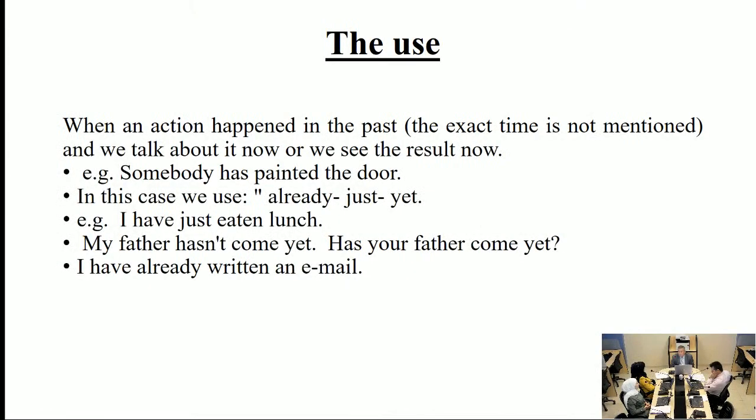The use of the present perfect. The present perfect is an action that happened at an indefinite time in the past, or began in the past and continued to the present. We mean by indefinite that the time is not mentioned. When the exact time is not mentioned, and we talk about it now or we see the result now, we need to have a connection between the present and the past action.